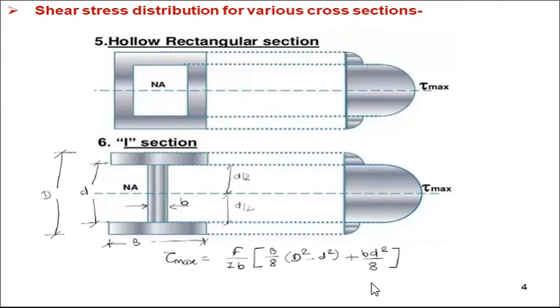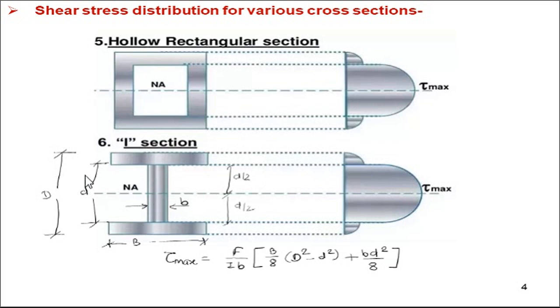Again, in this figure you can see a hollow rectangular section. The shear stress diagram is like this. The maximum shear stress exists at the center, at the neutral axis, and zero at the extreme ends. There is always zero stress at the extreme ends, because as the distance from the neutral axis increases, the shear stress decreases.